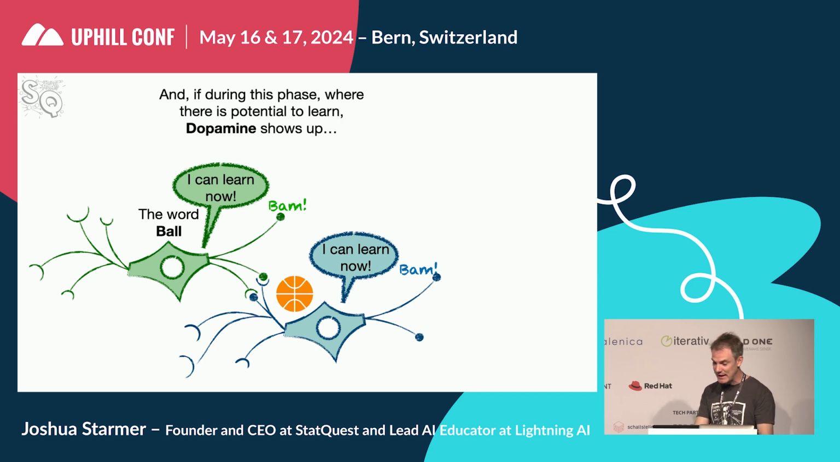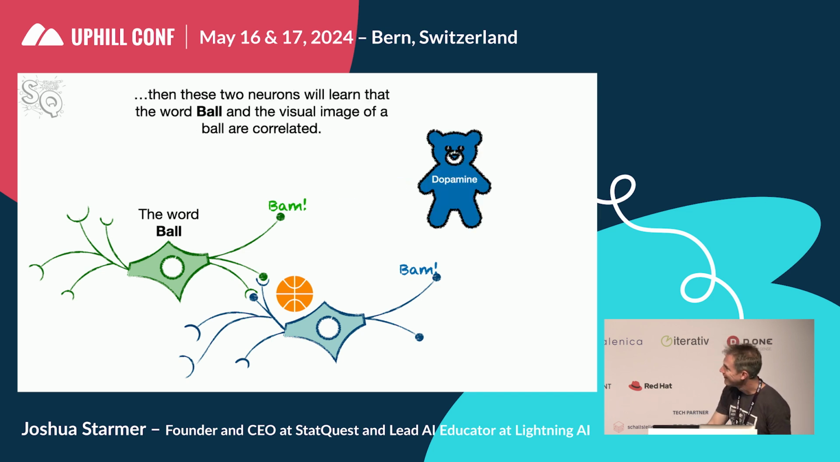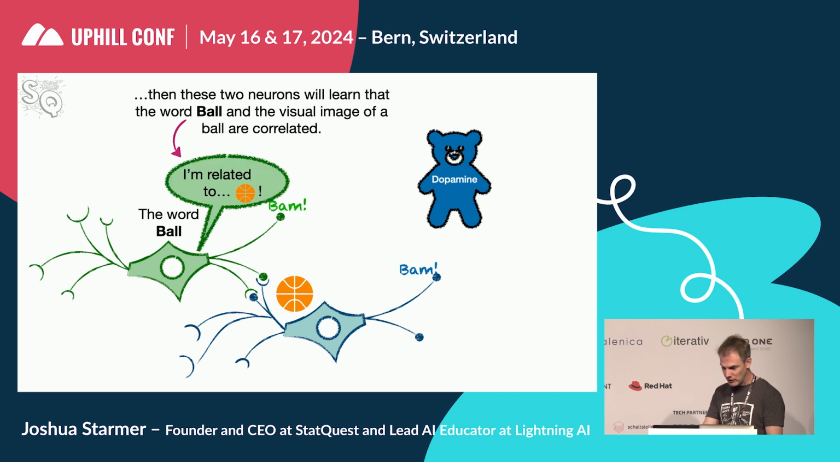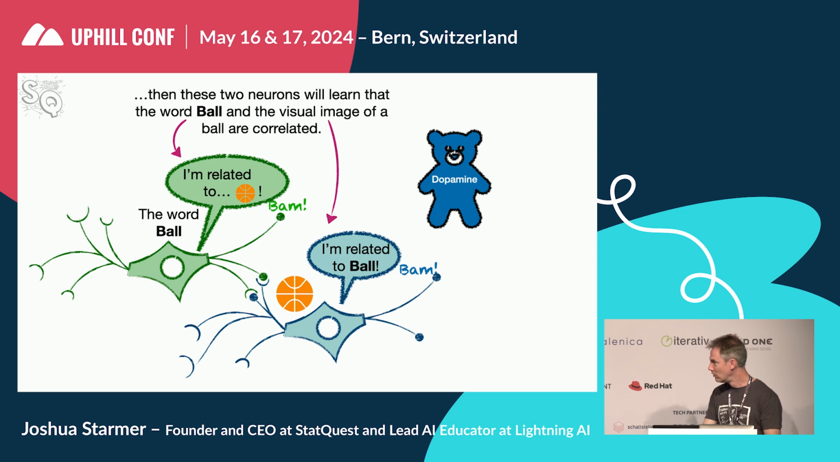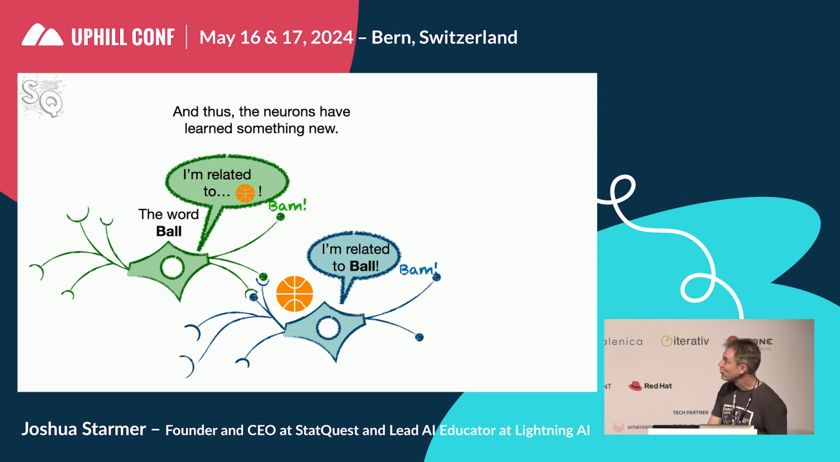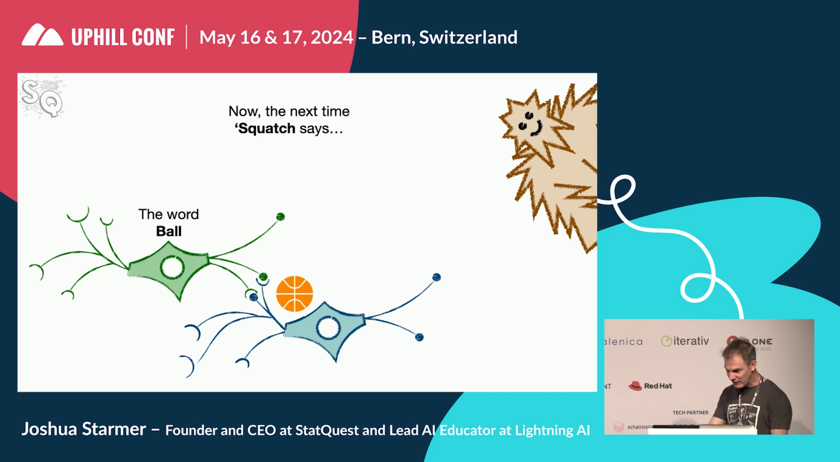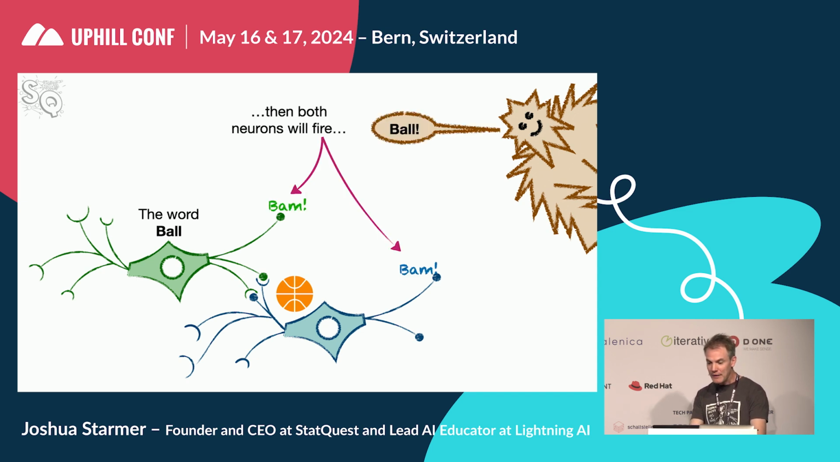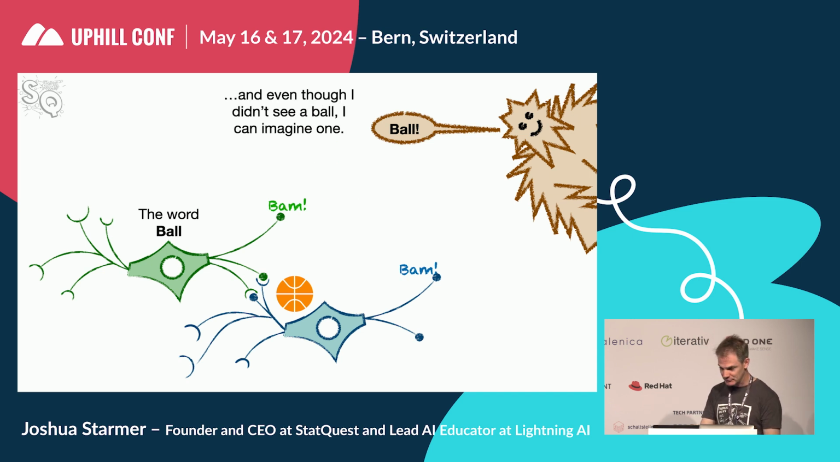And if during this phase, there is a potential to learn, dopamine shows up, hey guys, then these two neurons will learn that the word ball and the visual image of a ball are correlated. I'm related to that thing. I'm related to ball. Thus, the neurons have learned something new. Now, the next time Squatch says, ball, then both neurons will fire. And even though I don't see a ball, I can imagine one.